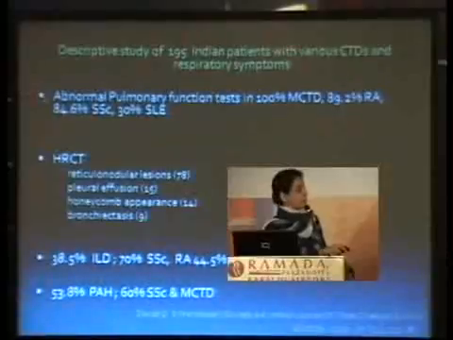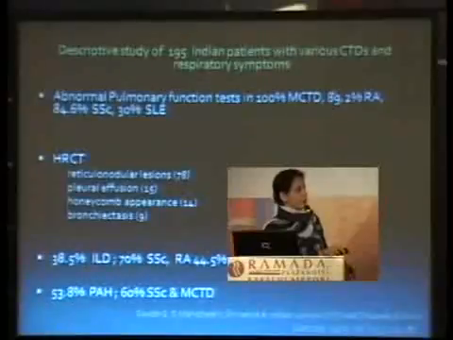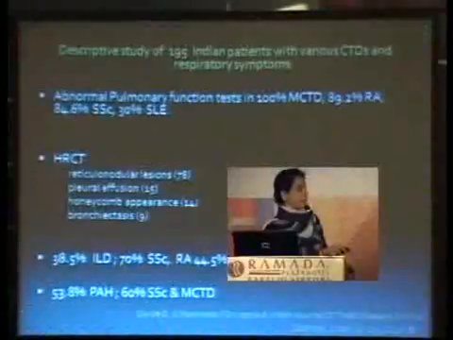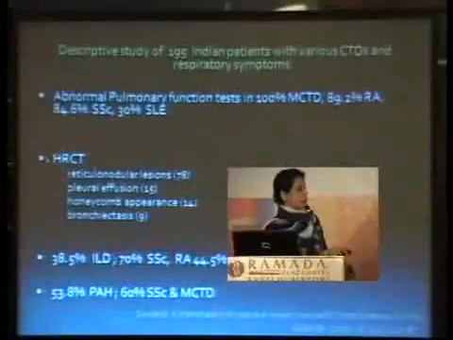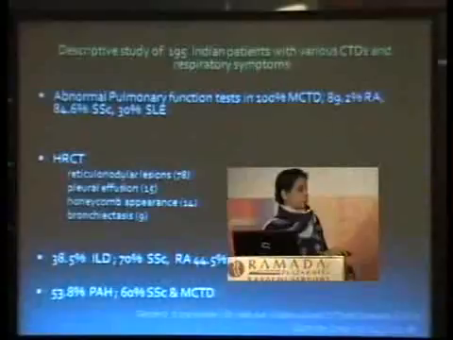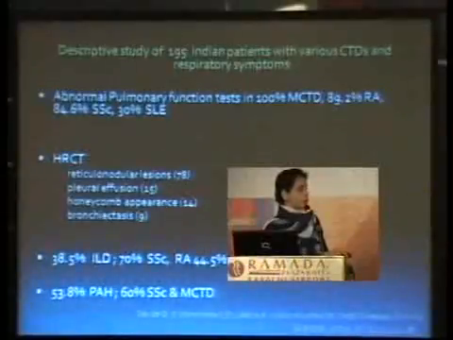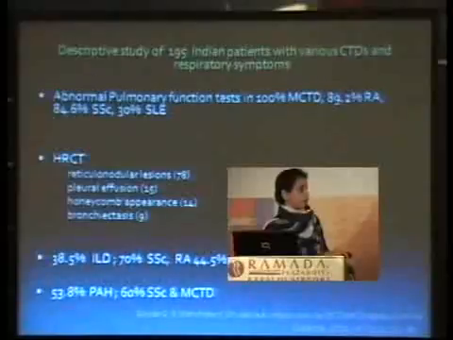What they found was that abnormal pulmonary function tests were available in almost 100% of people with mixed connective tissue disease, 89% of people who had rheumatoid arthritis, 84% with systemic sclerosis or scleroderma, and 30% of people with lupus. When they did high-resolution CT scans on them, they found that 78% had reticular nodular lesions, 15% had pleural effusions, 14% had honeycomb change, and 9% had bronchiectasis.